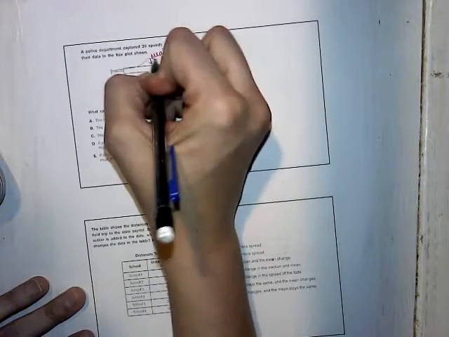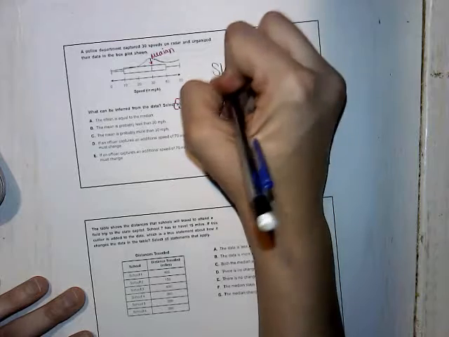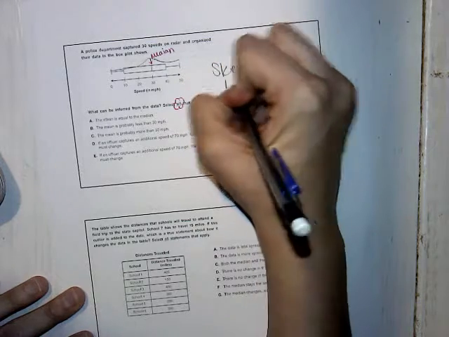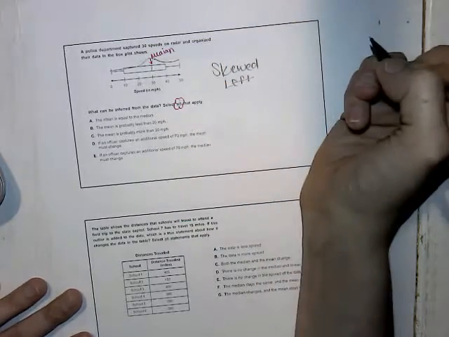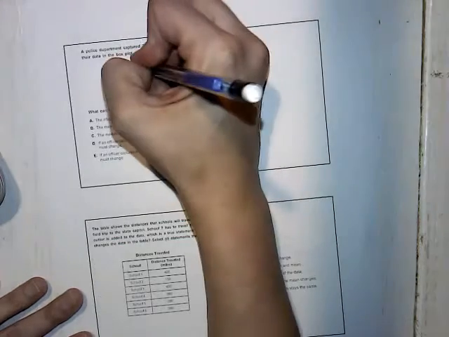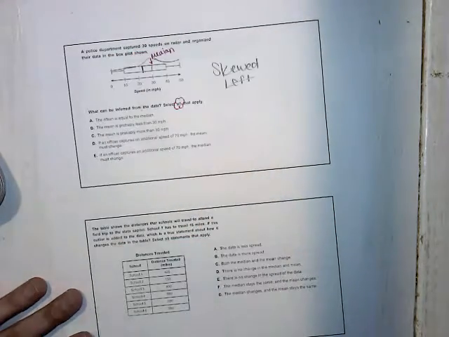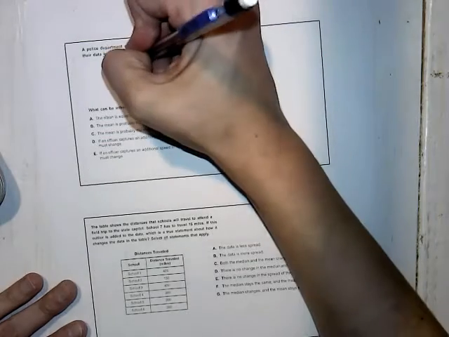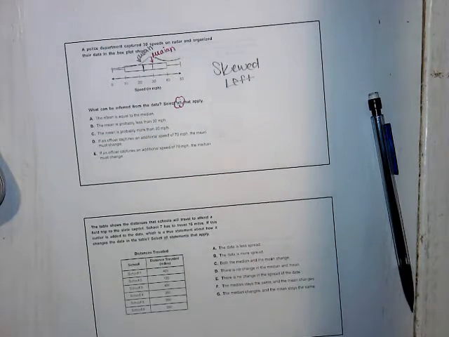Because of this distribution here, we are skewed to the left, which means that our mean is going to be pulled this way. I'm not going to say it's right there, but our mean will be somewhere over here because our mean gets pulled when it's skewed in that direction. So it's important that you realize that this is skewed left, which means that we have a mean that's to the left of our median.